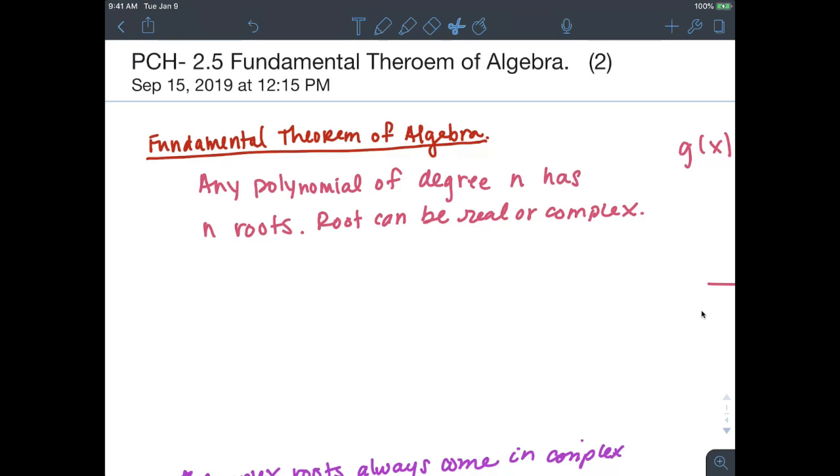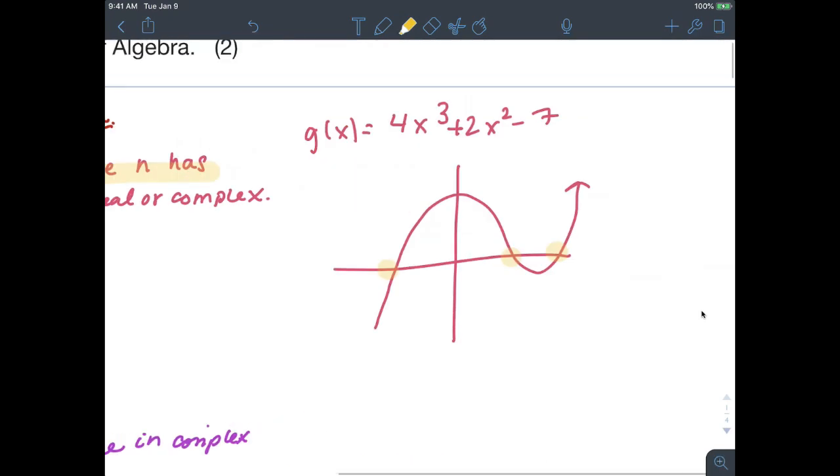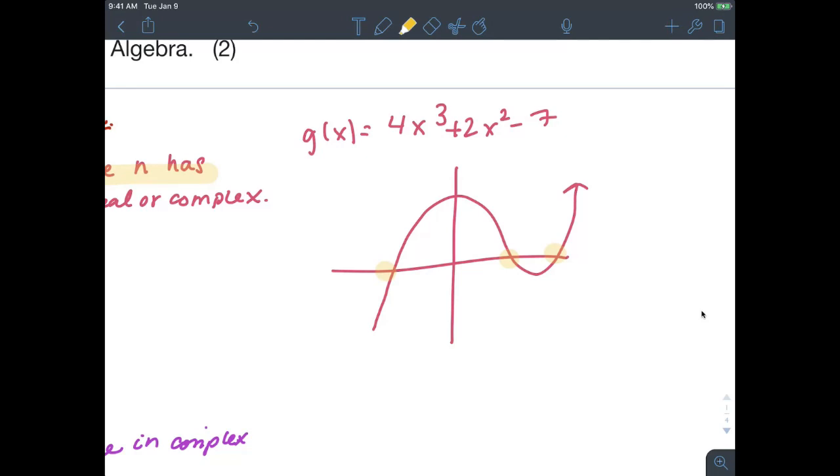So, the fundamental theorem of algebra says any polynomial of degree n has n roots. And those consist of real or complex roots. So here's an example. If I have g of x is equal to 4x cubed plus 2x squared minus 7, I'd have a function that looks something like this. This is a rough sketch.